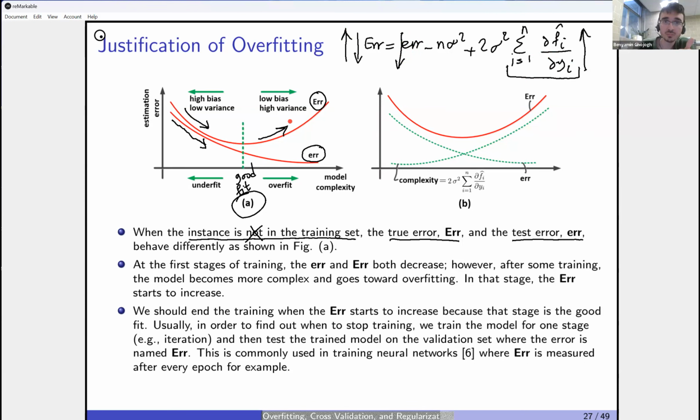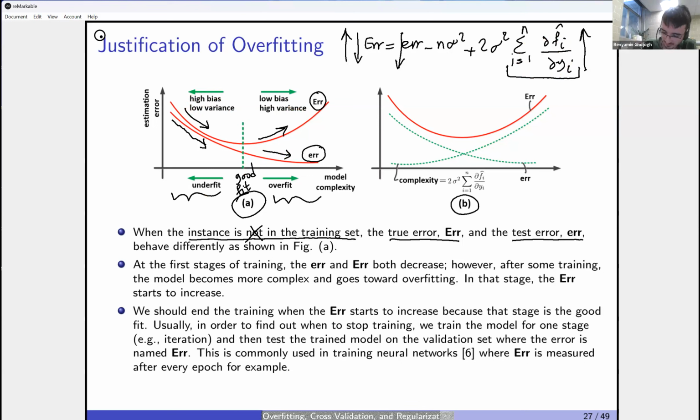The true error goes up, although the empirical error is going down, but it is being dominated by the increase of complexity. Okay, and as you remember, this part is underfit, this part is overfit, and this is the good fit, which we should stop training. In underfit, we have high bias, low variance. In overfit, we have low bias, high variance, right?